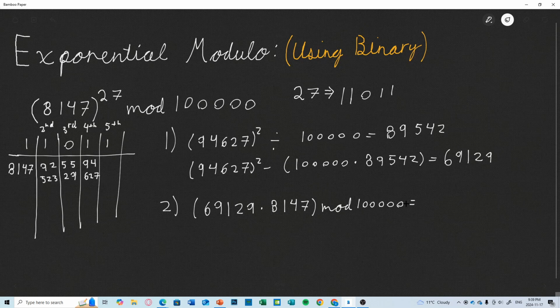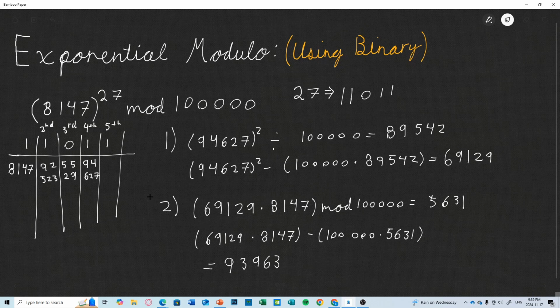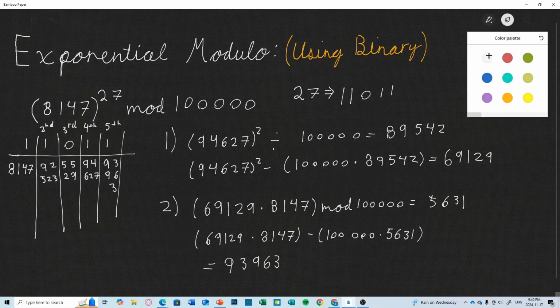Which, if you put into a calculator, which is just dividing one last time, gets you an answer of 5631, which we will put into our subtraction equation, which we multiply by 8147 minus 100,000 multiplied by 5631, which will give us a final answer of 93,963, which is what we're going to put into our last column, which turns out to be our final answer that we're looking for.